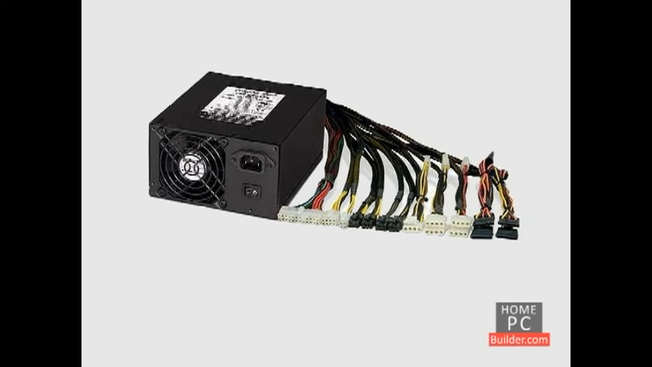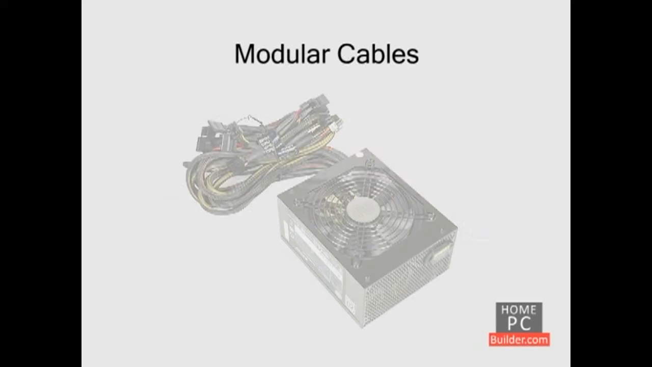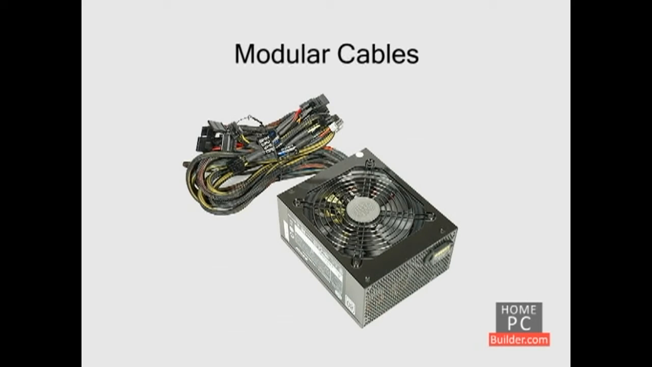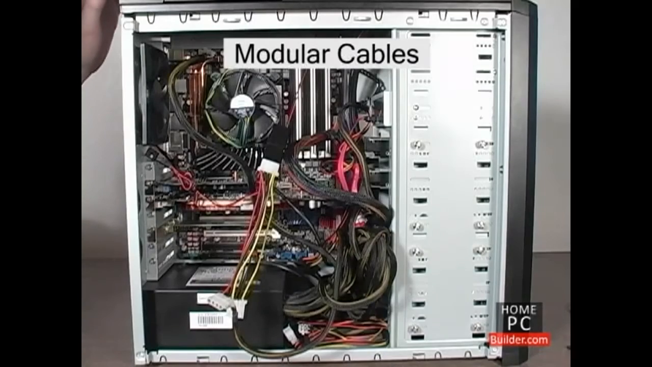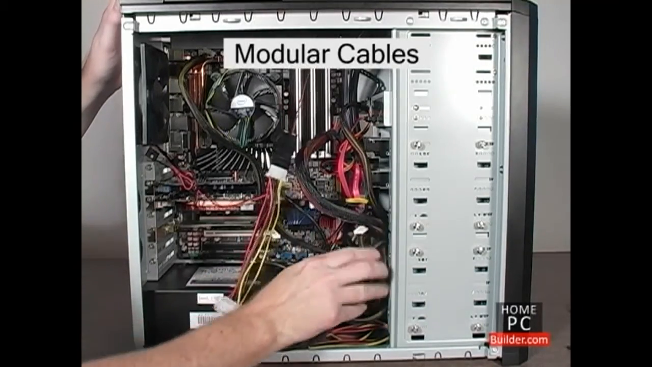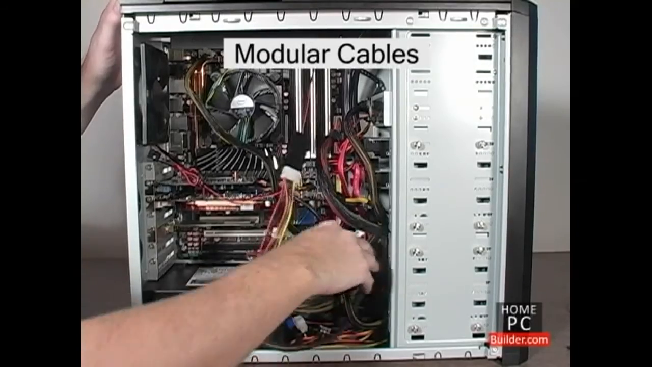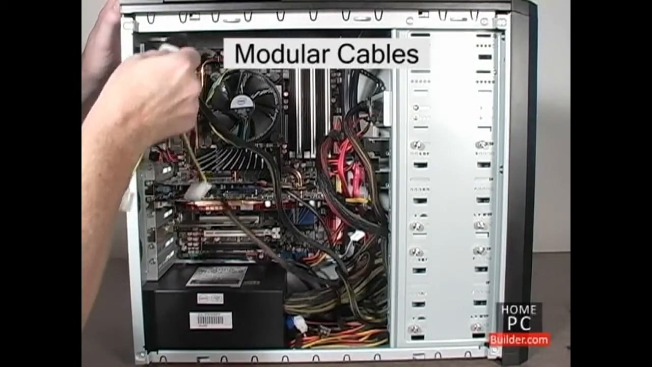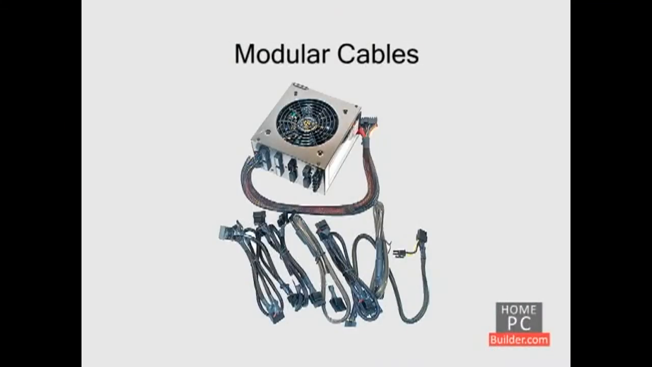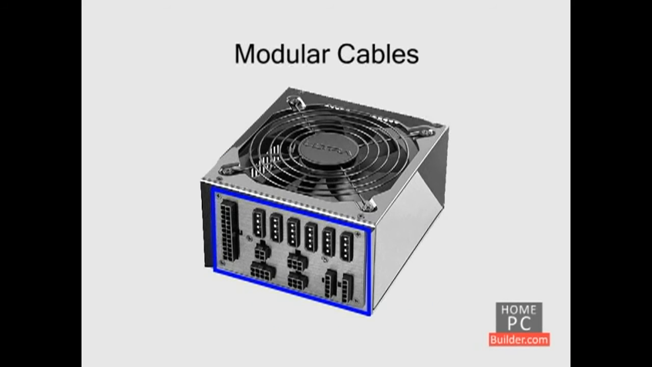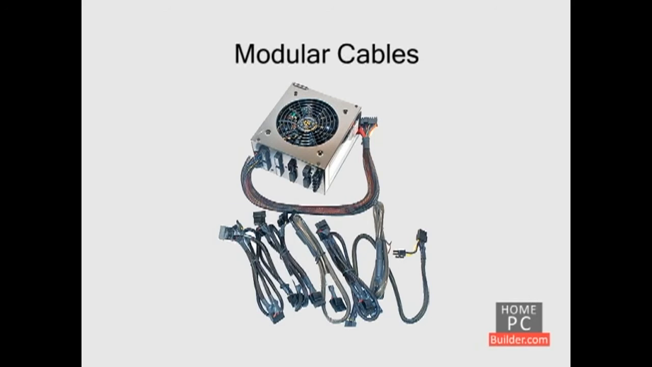Another feature to look for in a power supply is modular cables. On most power supplies, all of the cables are attached and cannot be removed, even if you don't need them in your computer. This means you have to tuck away the unused cables in the case, which takes up room and can cut down on the airflow, which will affect the cooling of the components in the case. A power supply with modular cables lets you only plug in the cables you actually need. You can store the extra power cables for future use.